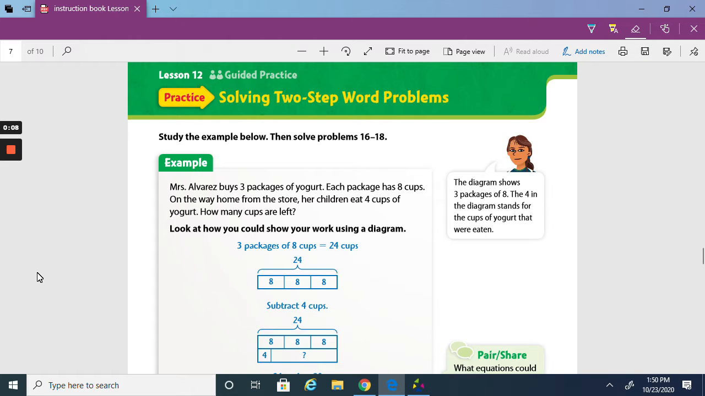Today we'll be focusing on pages 130 and 131. We're going to continue learning about how to solve word problems using 2 operations. Remember that the operations are addition, subtraction, multiplication, and division.